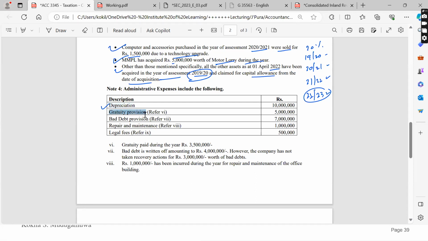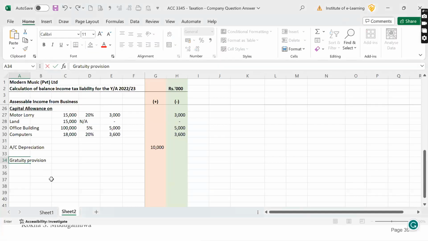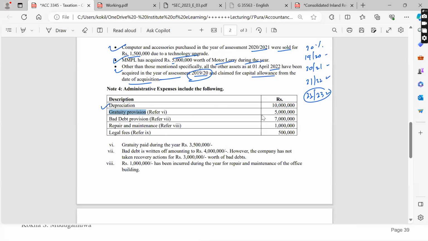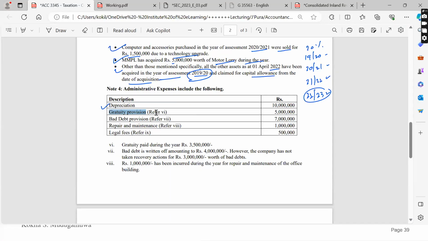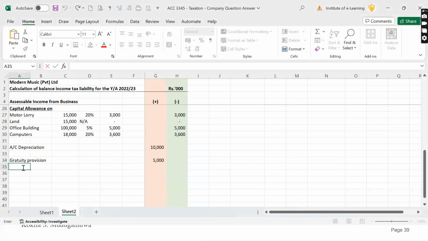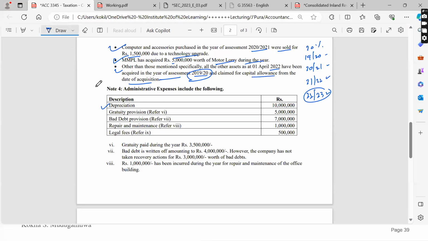And then gratuity provision. If you see gratuity provisions, no need to refer to the subnote. If it is a provision, you can just quickly add it back. Whatever the provision is, you will have to disallow. If it is a provision, definitely add back. Then let's look at the note. Note says gratuity paid, 3,500, rupees in thousand. Paid you can deduct. That adjustment also done.